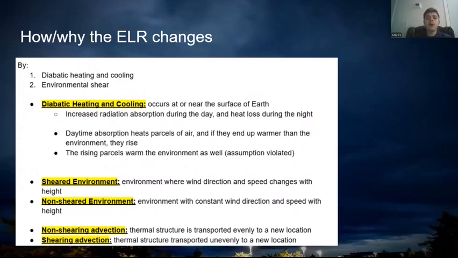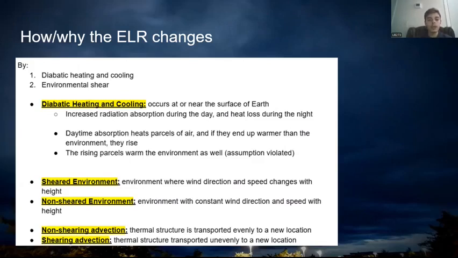So now we're going to talk about how and why the environmental lapse rate can change. We're going to talk about four different ways. The first is diabatic heating and cooling. This is just talking about our everyday temperature changes. One way that the environmental lapse rate is going to change is by the fact that temperature changes due to the sun going up and down. Increased radiation absorption during the day, and we have heat loss during the night.